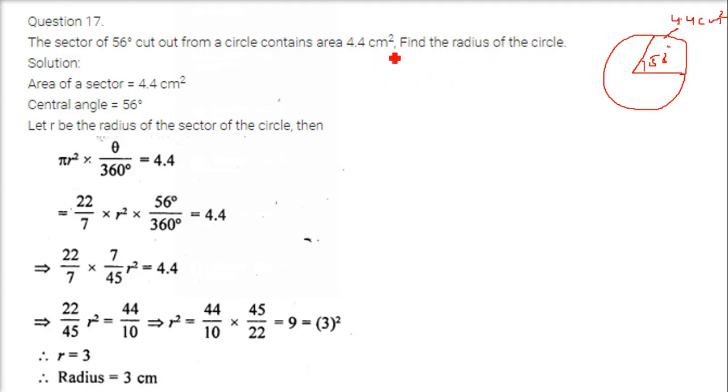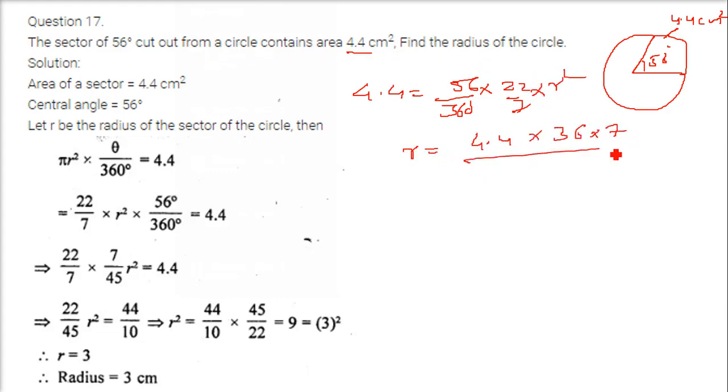So what is the formula of area? This 4.4 is the area. 4.4 is theta by 360, that is 56 by 360 into pi r square, 22 by 7 into r square. R is not known. So R will be equal to 4.4 into 360 into 7 by 56 into 22, and you have to take the square root of this, and this is going to come as 3 centimeter.